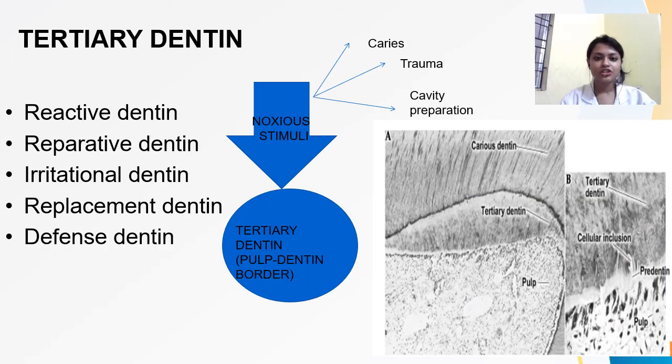Now come to the tertiary dentin. Tertiary dentin can also be called reactive dentin, reparative dentin, irritational dentin, replacement dentin, defense dentin. So many names are there to describe the tertiary dentin.